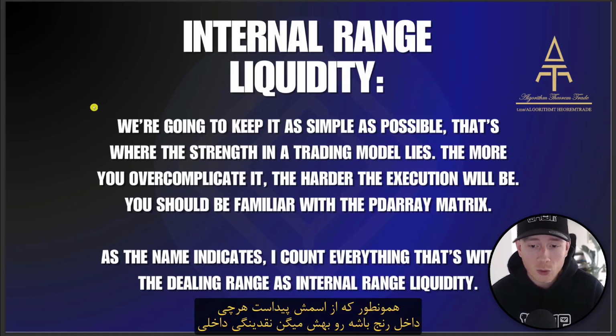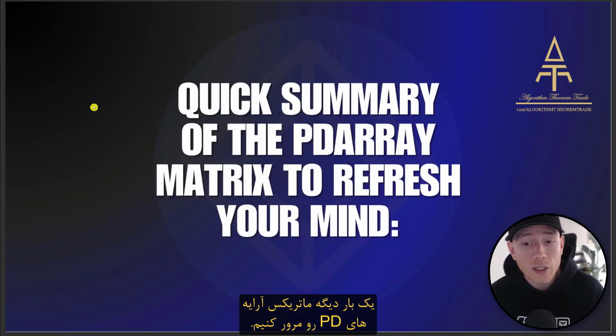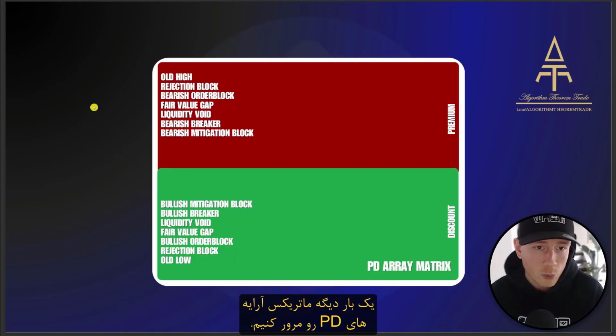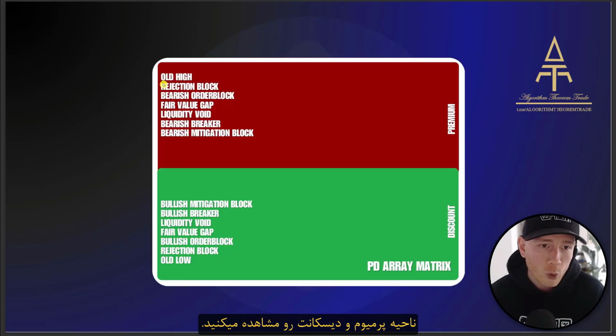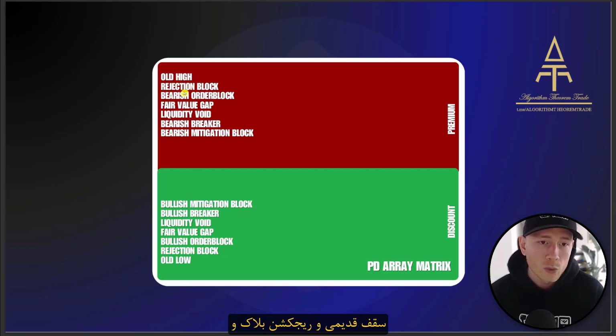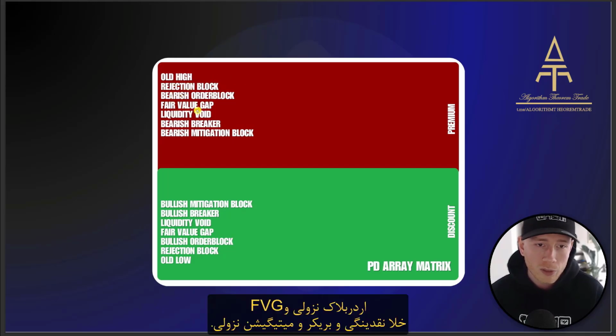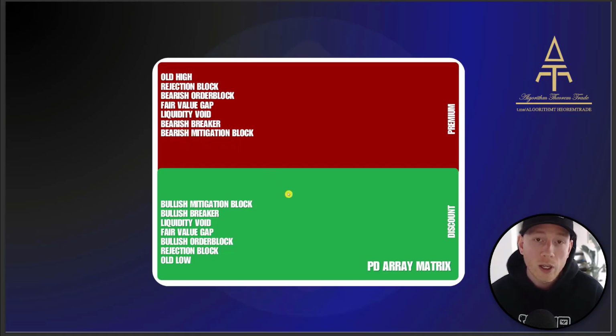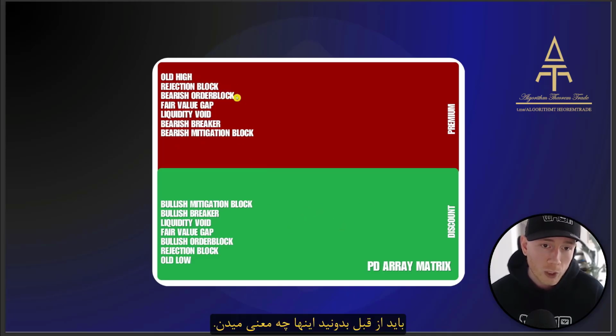Now, as the name states already, everything inside of the range, that's what I count as internal range liquidity. Quick summary of the PD array matrix to refresh your mind. It's very important that you know these concepts, right? We have a nice premium and discount area. In that premium area, we have an old high, rejection block, bearish order block, fair value gap, liquidity void, bearish breaker, and a bearish mitigation block, and vice versa for the bullish discount levels, right? So you should be aware or at least know what these mean.